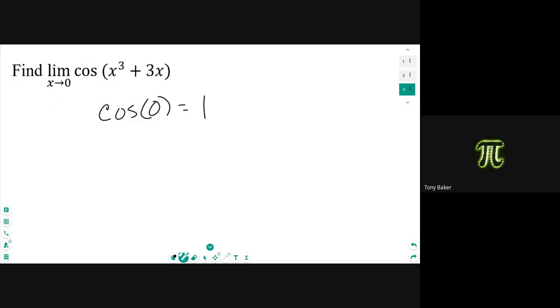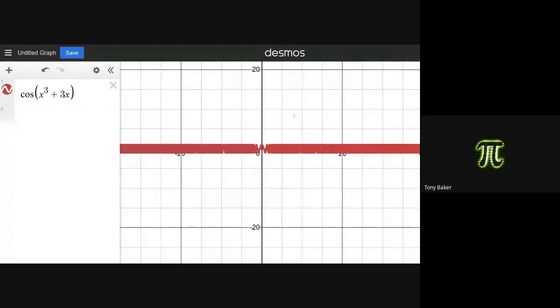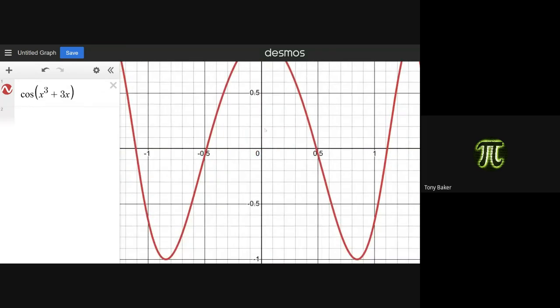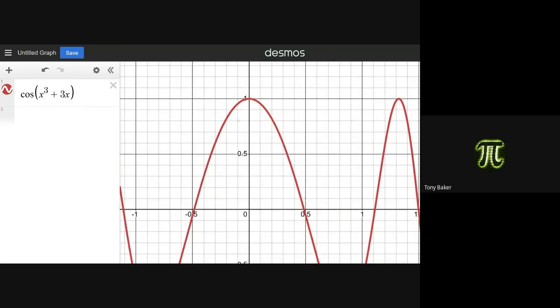So is it cosine? Graph that. If we look at this graph here, it looks kind of crazy, but as we zoom into the 0, we can see it definitely just goes to 1.